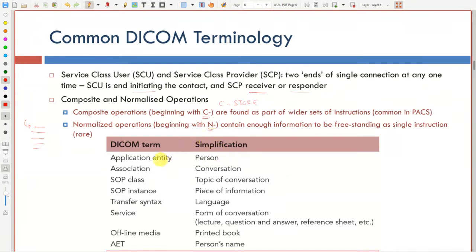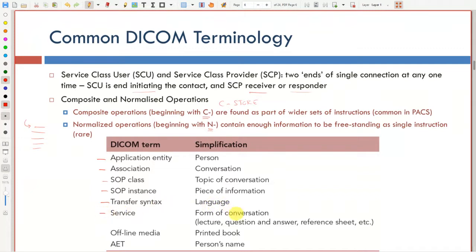If you want to understand these terms in the context of a regular human conversation: application entity would mean that it's a person. Association would mean that it corresponds to the conversation itself. SOP class is the topic of the conversation. SOP instance is a piece of information inside that conversation. Transfer syntax is the language.